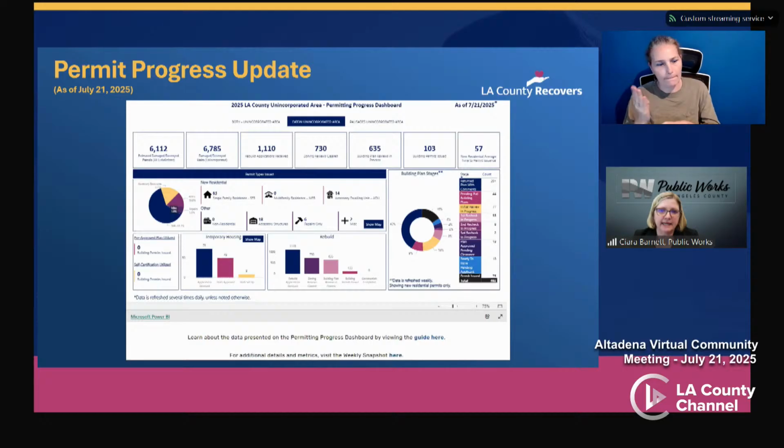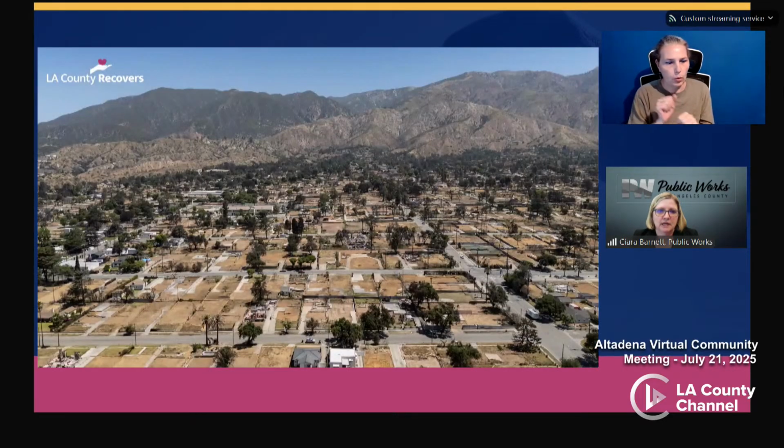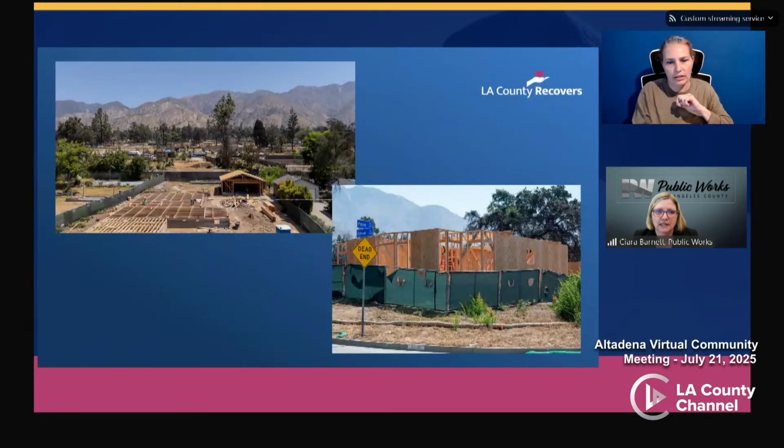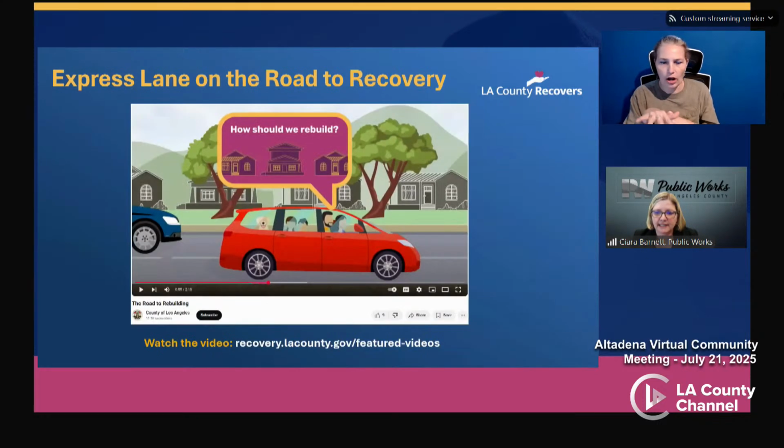And if we could go to the next slide, please. I just wanted to take a moment to show some recent photos that highlight the progress being made in the Altadena community. This first photo shows the majority of properties cleared from debris. And if we can move to the next slide, please. These impactful photos show further progress and construction ongoing at a couple of sites in Altadena. And if we could go to the last slide, please.